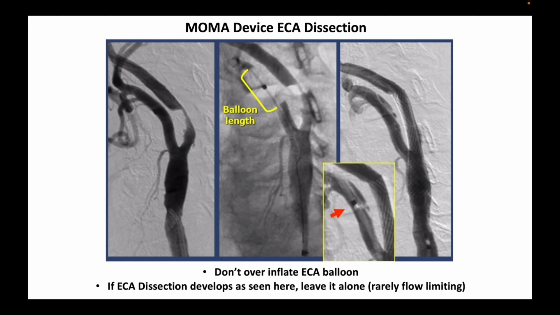If you get dissections like these with overinflation of external carotid artery balloons, these are non-flow limiting dissections and we don't bother about them. You don't need to intervene. In any case, the external carotid artery gives branches to the face, and the face has extensive bilateral supply. So if the other side external carotid artery is patent, then during intervention, even if the external carotid artery gets occluded, we don't bother much about it. We don't chase it.